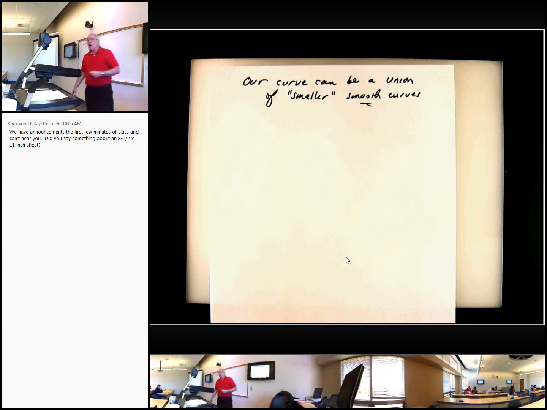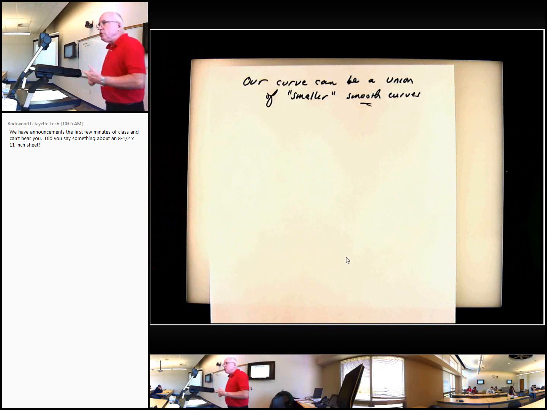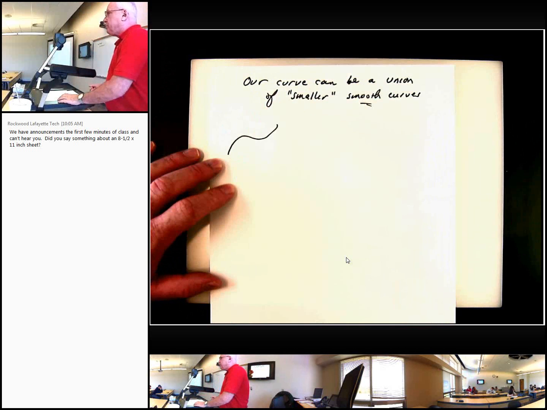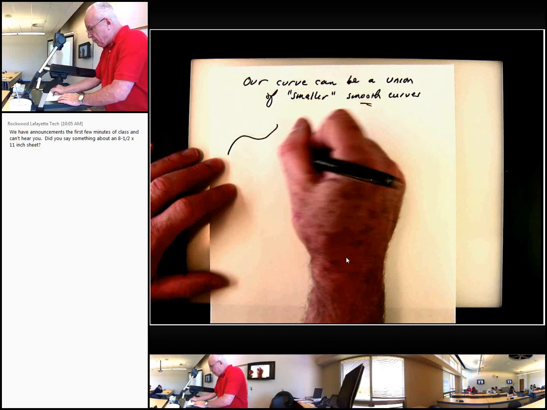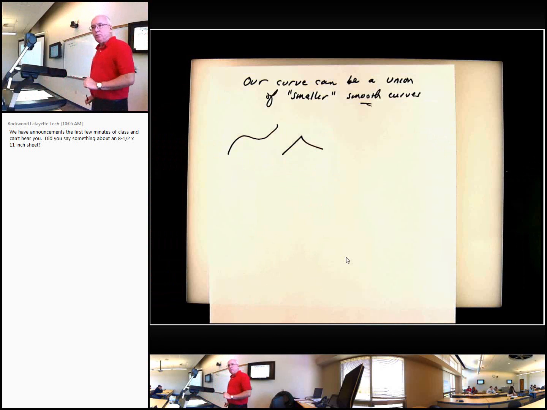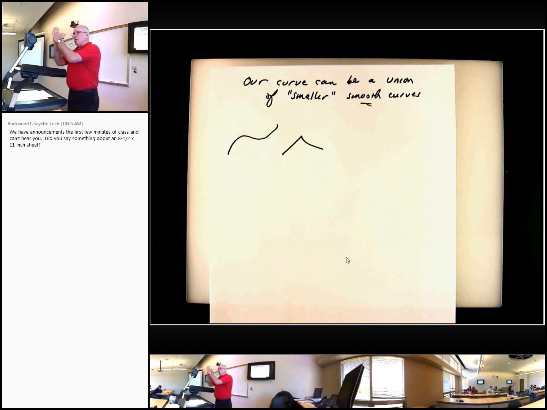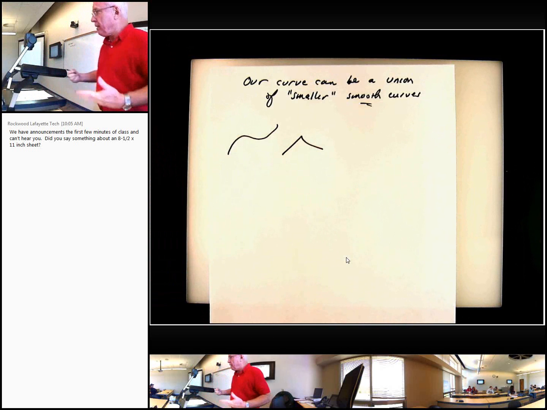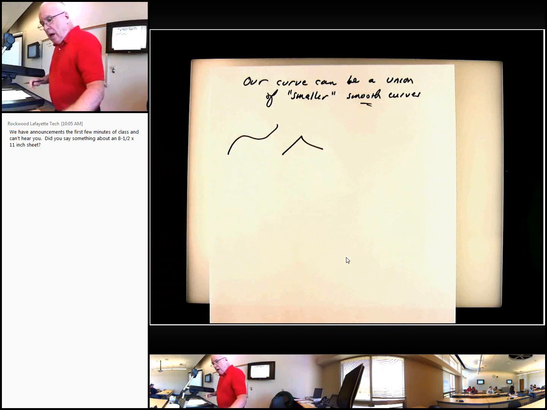continuous. But a way to think of a smooth curve intuitively is just the fact that a curve like this is going to be a smooth curve. A curve like that is not a smooth curve because we have that point in there. So that's just an intuitive way of thinking about a smooth curve.